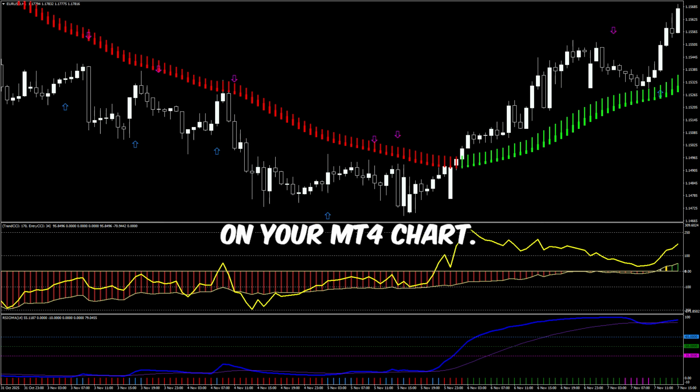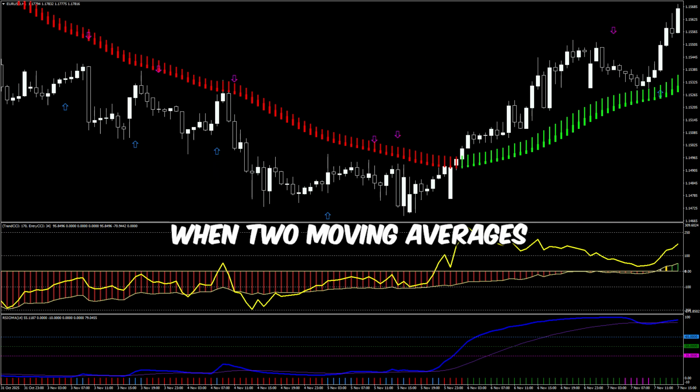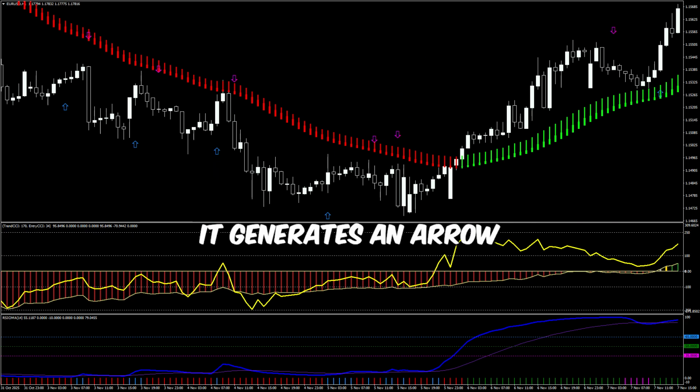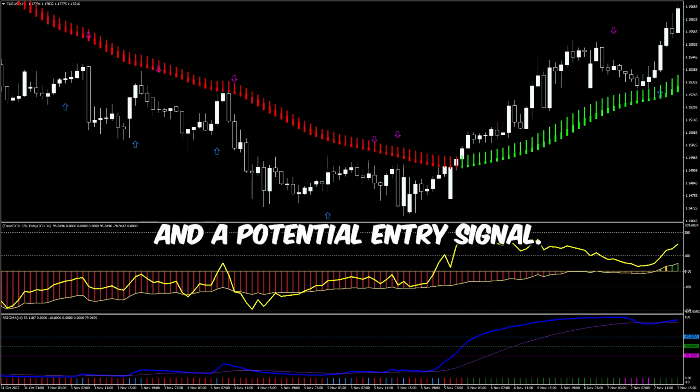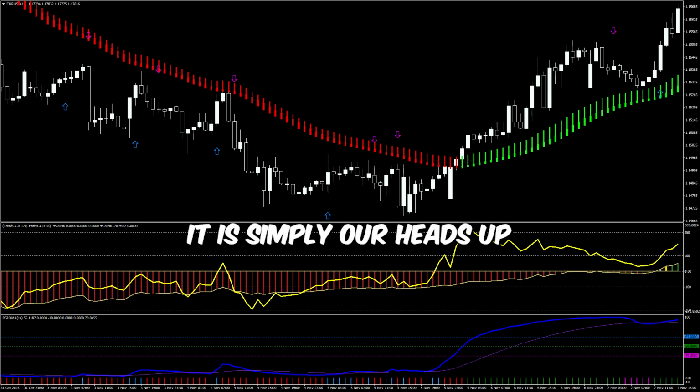On your MT4 chart, you will see 2 arrow types. When 2 moving average lines cross each other, it generates an arrow and a potential entry signal. However, we never trade on this signal alone. It is simply our heads up to check the other filters.